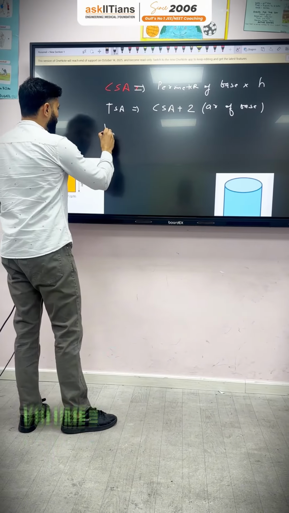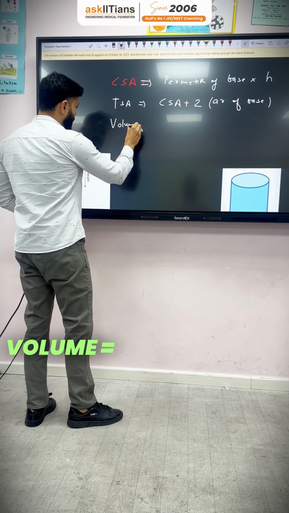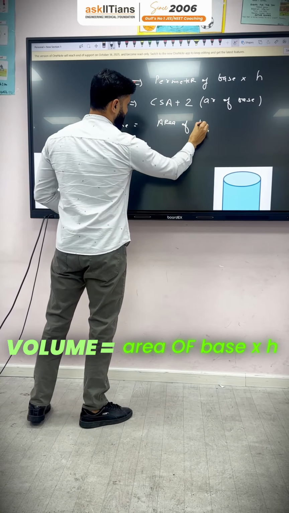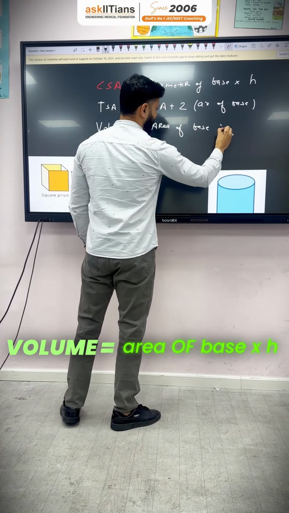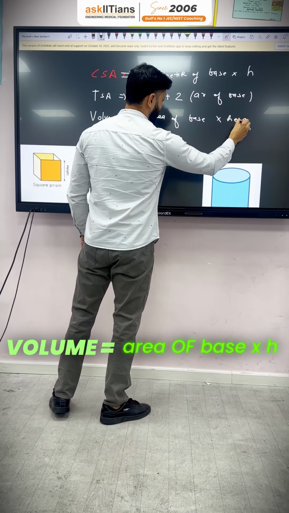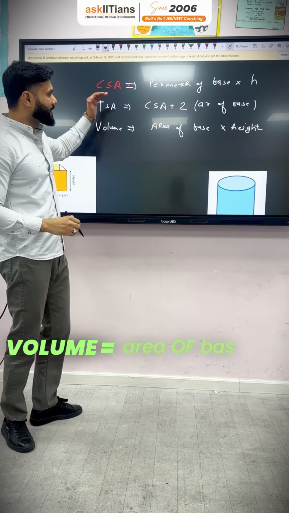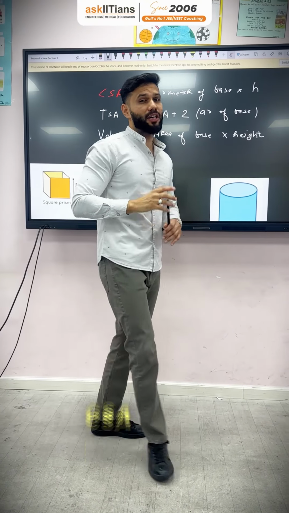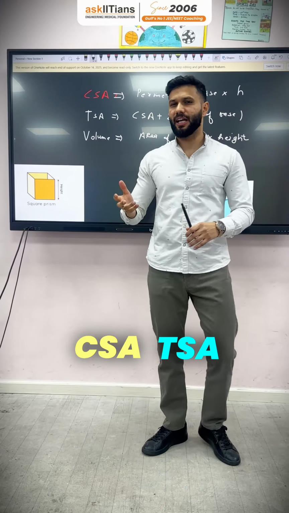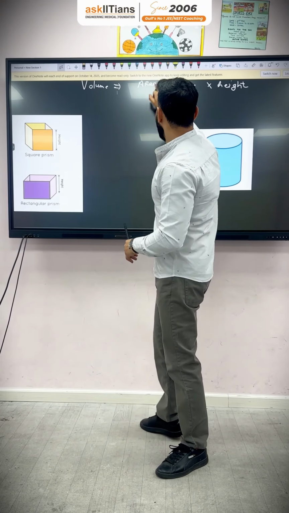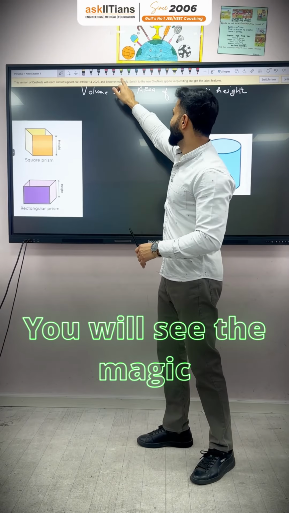And if I talk about the volume, it is area of base into height. Yes, now by using these three formulas, you yourself can derive the curved surface area, total surface area and volume of these three shapes. Okay, you want to see the magic? Okay, let me show it to you.